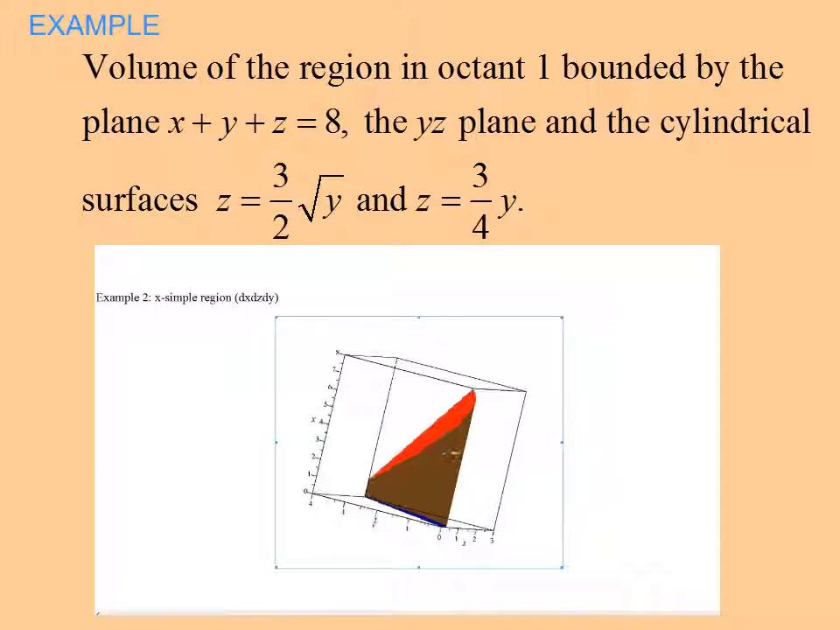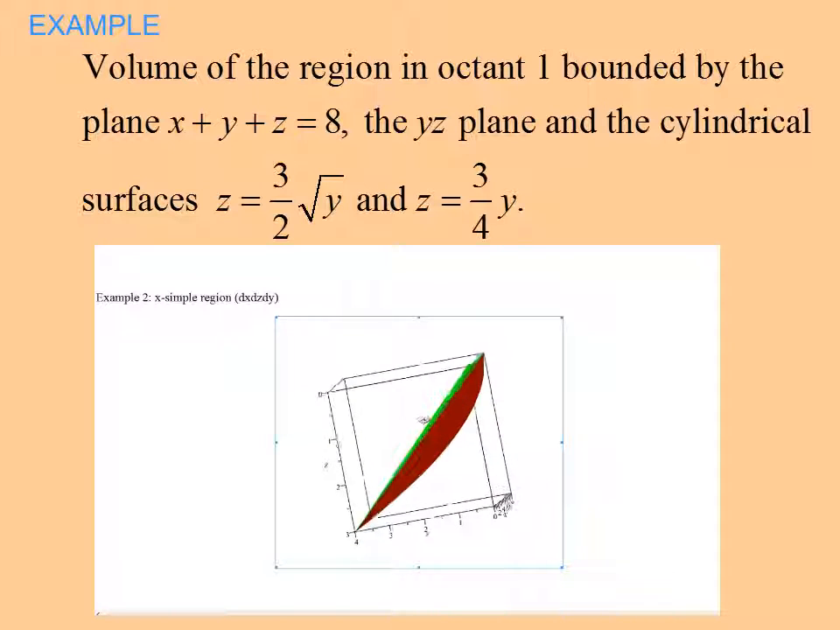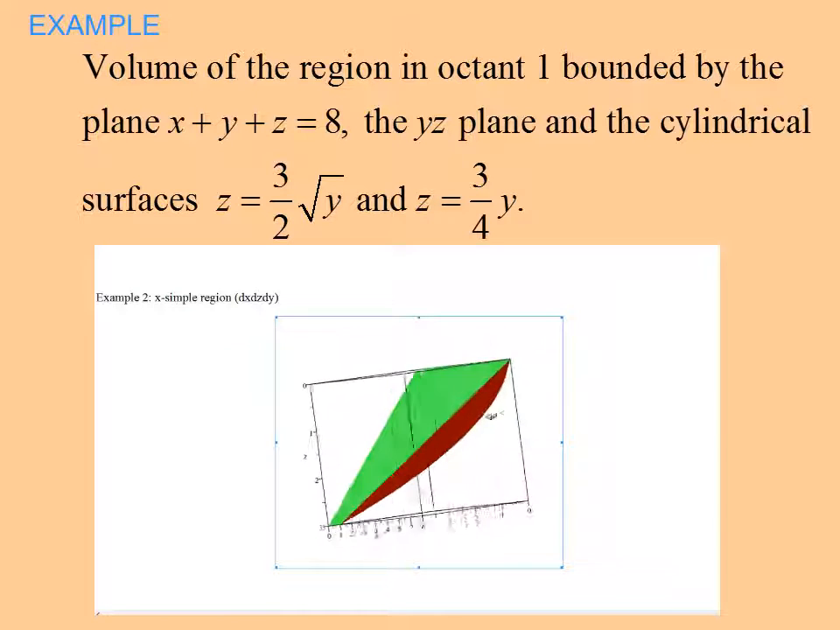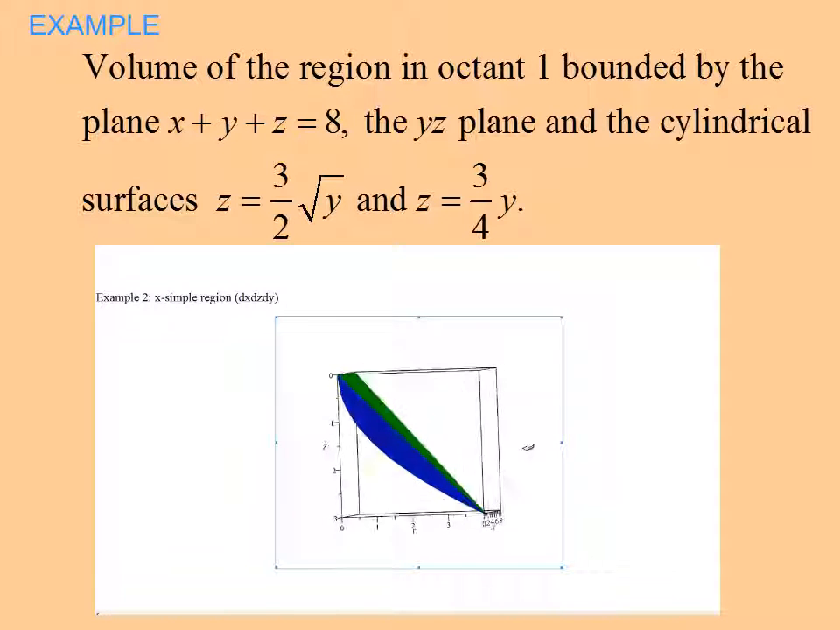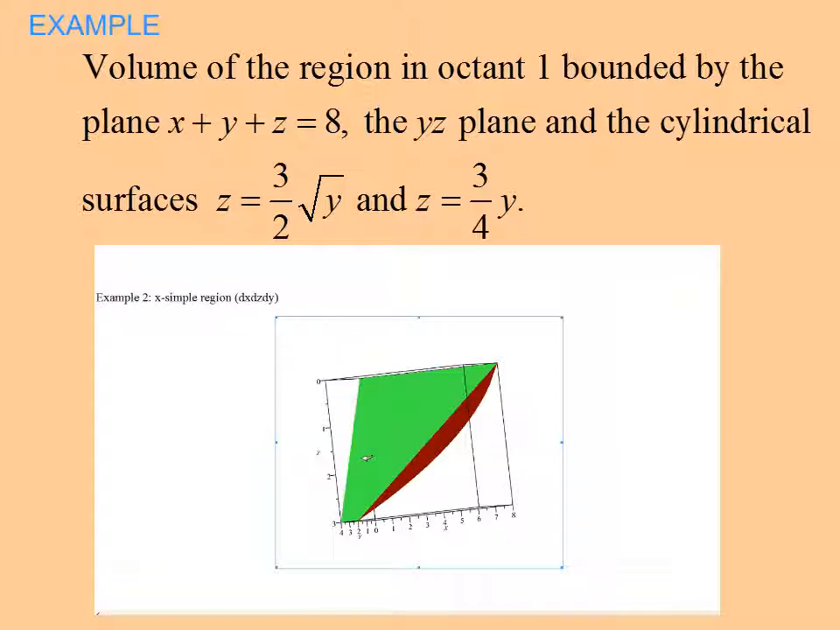What makes it x-simple is if we look down the x-axis. Here we are looking down the positive x-axis from the positive direction, and we see only the red. We look from the negative direction on the x-axis, we see only blue. Every line parallel to the x-axis would enter blue, exit red. That is x-simple.